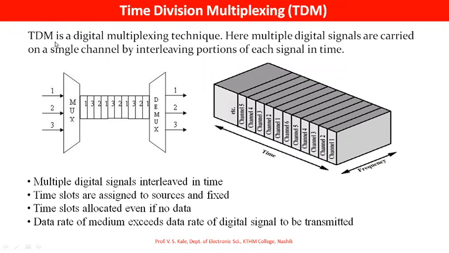See the details of TDM. TDM is a digital multiplexing technique. Here multiple digital signals are carried on a single channel by interleaving portions of each signal in time. So this diagram indicates the time slots. This is the first time slot, second time slot, third, fourth, fifth, sixth, and again channel 1 data is sent, channel 2 is sent, like this, 4, 5.